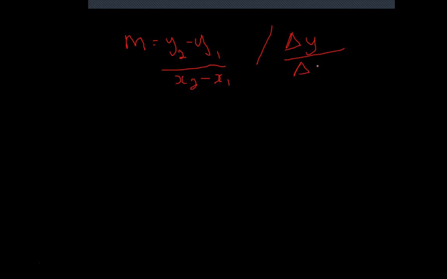For the people who don't know, don't worry, we did this already. We know that the formula for gradient is y2 minus y1 over x2 minus x1. And this also means the change in my y values over the change in my x values, right? So we know that.